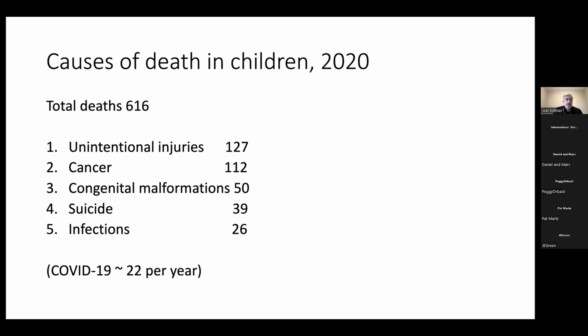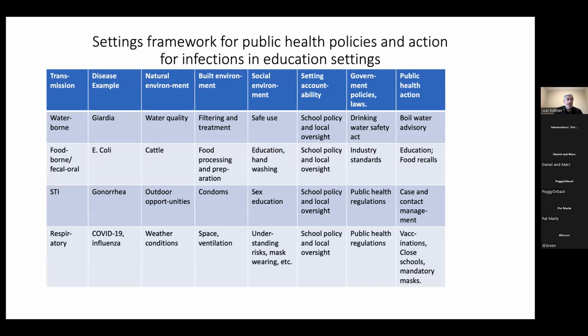This is 2020 data. Infections counted for, from a variety of different things, 26 deaths out of 616. That's Canada. That's not other places in the world. Injuries, number 1 cause of death. If there were 22 per year COVID cases, maybe that infection number would be double. I'm not going to tell you a percentage because it doesn't really matter.